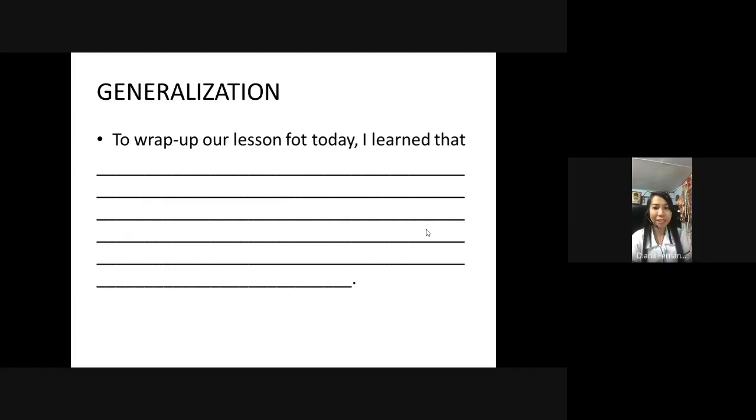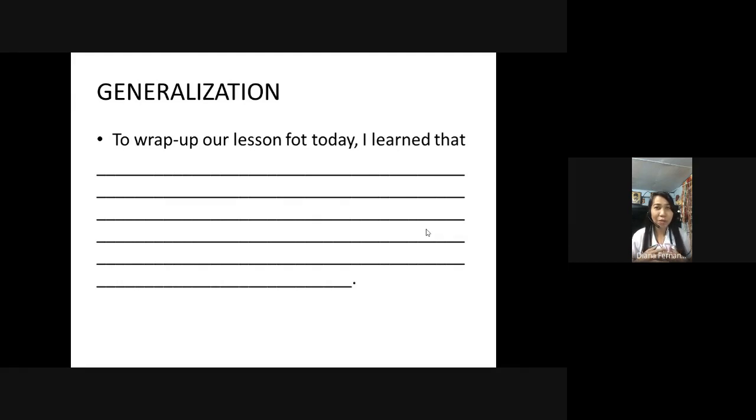Simula dun sa napag-usapan dun sa video, ano yon? May natutunan ba? Okay, so that energy. What is energy? Energy is the ability to do work. What are the two common forms of energy? Potential, which is stored energy, and kinetic energy.